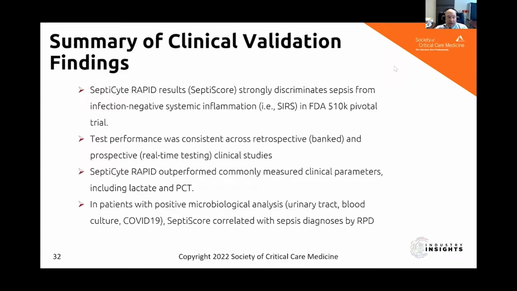Summarizing what we've talked about with SeptiCyte RAPID, the sepsis score strongly discriminates sepsis from infection-negative systemic inflammation, so-called SIRS. It did receive FDA 510(k) pivotal approval. The test performed consistently across both the retrospective bank samples and the prospective real-time testing clinical samples. It outperformed other commonly measured clinical parameters like lactate, procalcitonin, and the white blood cell count. And in patients with positive microbiological analysis, such as urinary tract infection, blood culture positivity, and COVID-19, the sepsis score seemed to correlate very well with the sepsis diagnosis that the retrospective physician diagnostic group came forward with as far as their interpretation.